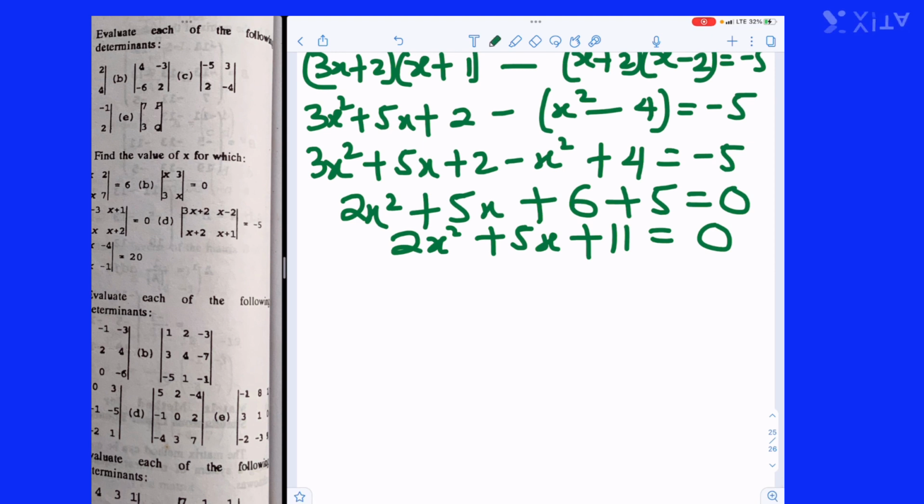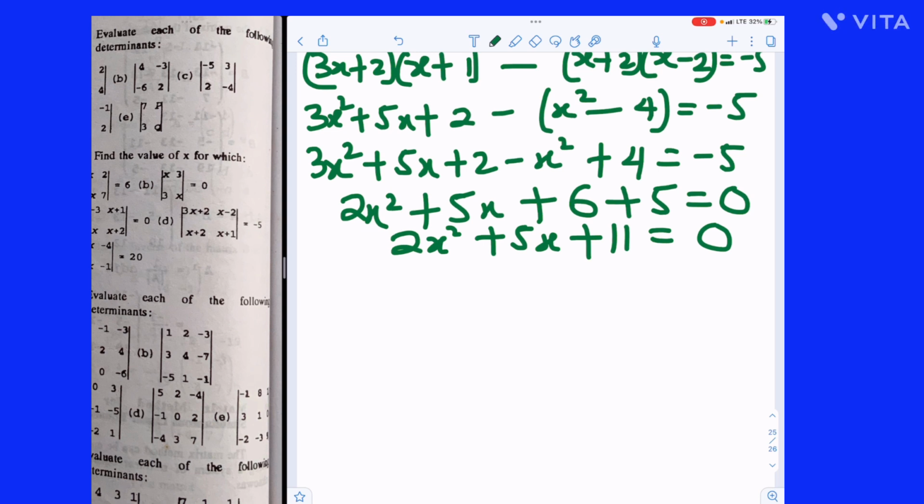Now, let's factorize this expression. This is what? Plus 22. What two numbers add to give plus 5 and multiply to give plus 22? No two numbers. So we have to do this with the quadratic formula.